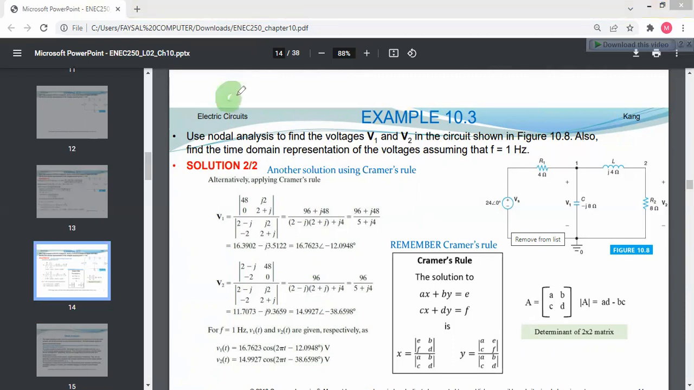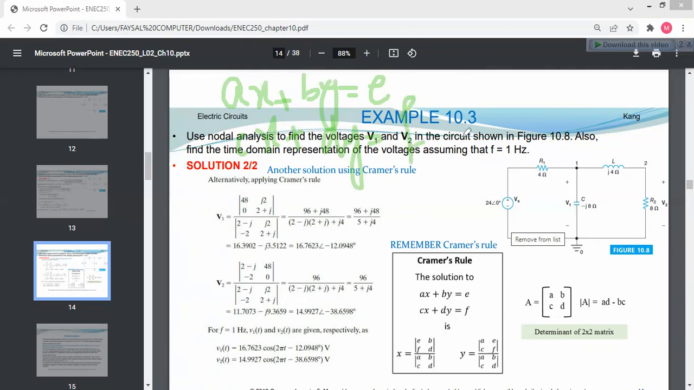two equations. The first is ax plus by equals to e, and the second is another equation, let us say cx plus dy equals to f.